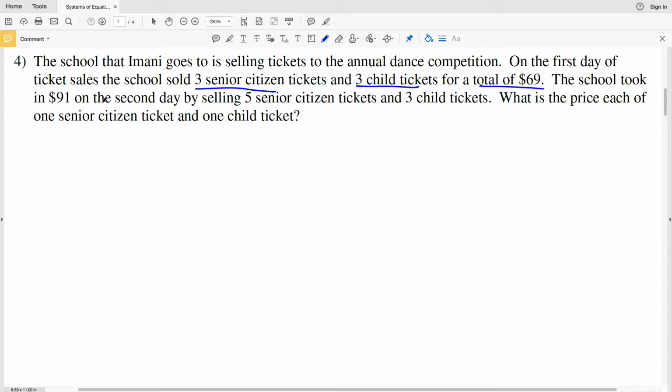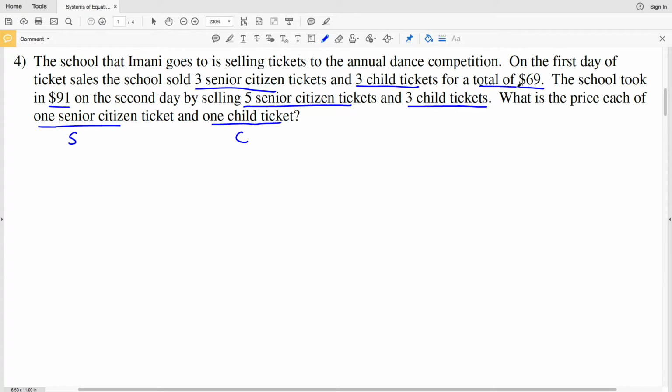The school took in $91 on the second day. So the second day totaled $91, and that was by selling 5 senior citizen tickets and 3 child tickets. So we're to figure out the price of each, 1 senior citizen ticket and 1 child ticket. So let's have the senior citizen ticket be variable S. So the cost S of a senior citizen ticket is what we're trying to solve for, and we're also trying to solve for the cost C of 1 child ticket.